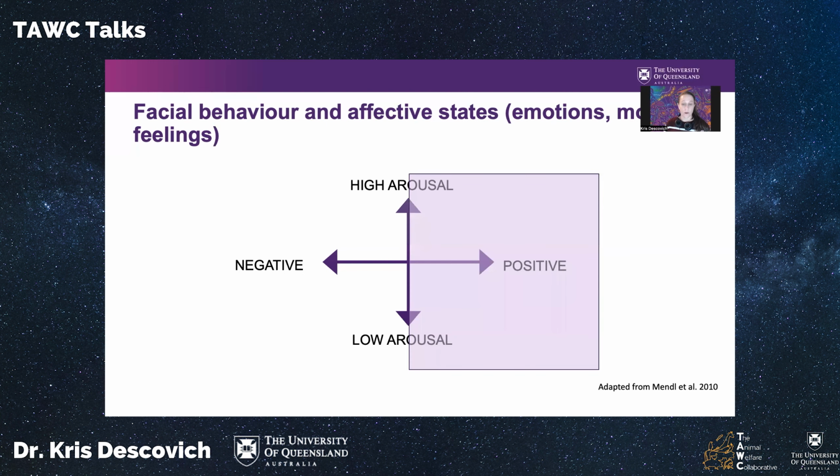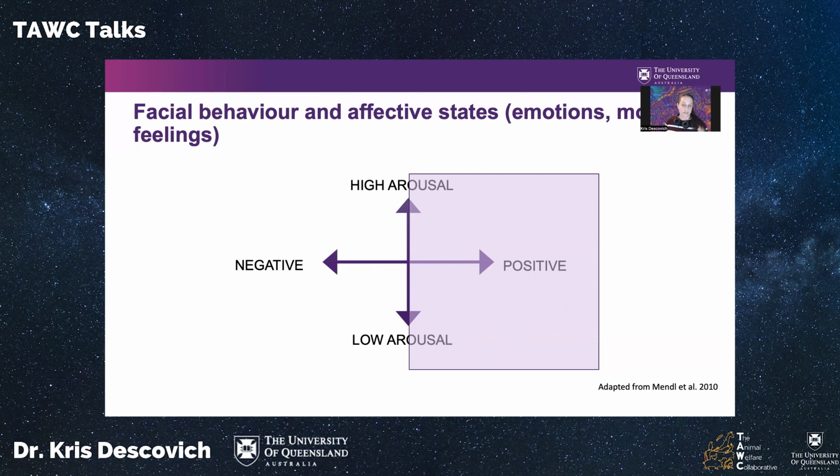Now, this is important for welfare because when we're managing animals, we like to try and keep them on this side of the valence. We like to have almost all, as much as possible, animals feeling at least neutral to positive emotions and feelings and states. Of course, animals do fluctuate just like humans do, and no animal and no human will always be on this side. But as much as we can, we like to keep them here.